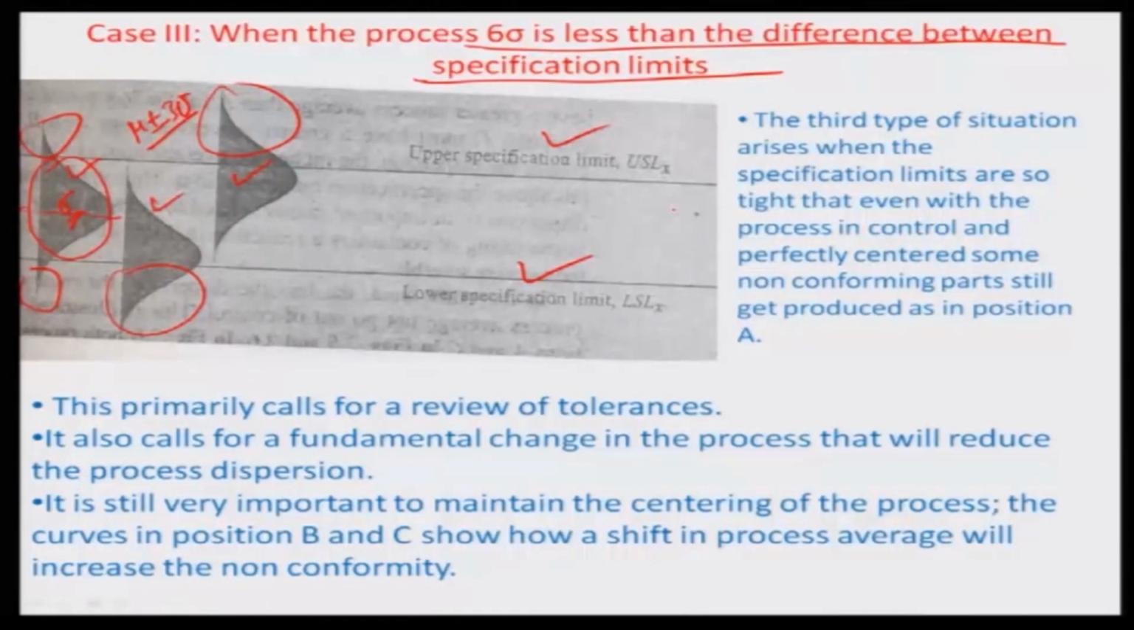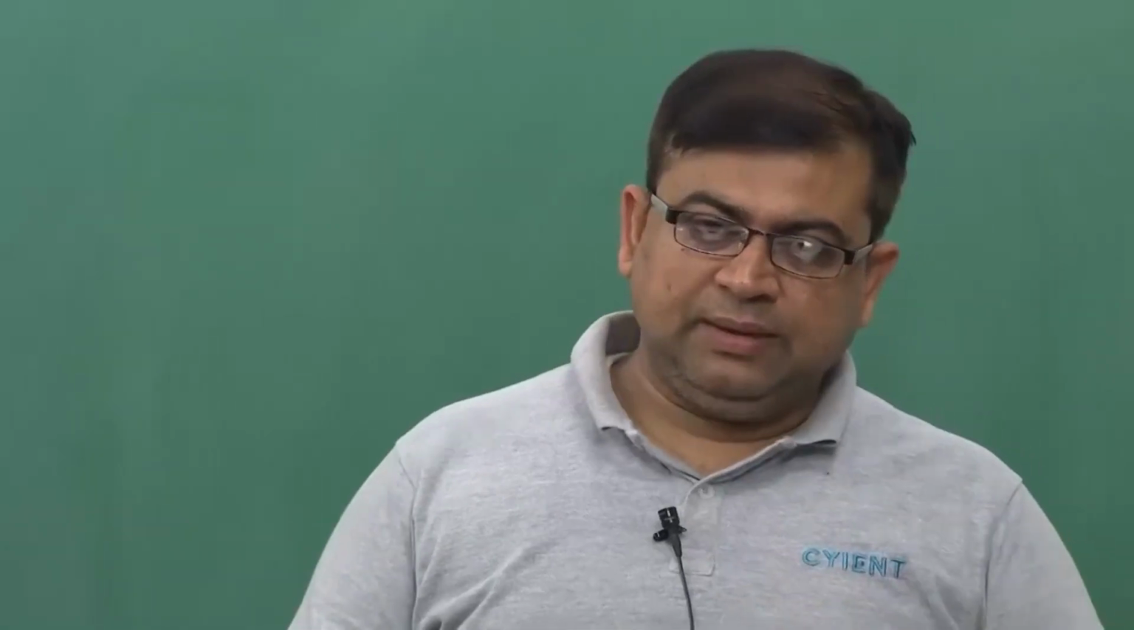If it is not possible and the process is already at the limit of its capability, then obviously we will have to think of changing the specifications in this case, if you want the process to be producing parts which are acceptable. Otherwise the process just is not feasible in this particular manner. So this is how you interpret the various cases where the different means and standard deviations put together are rhyming with respect to the upper and lower specification limits.